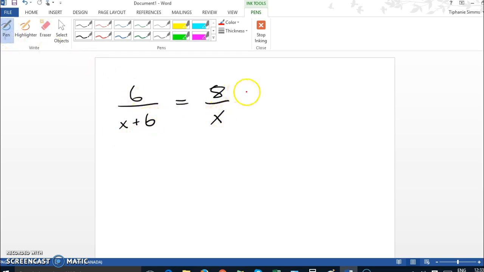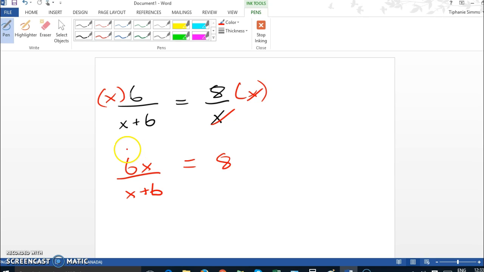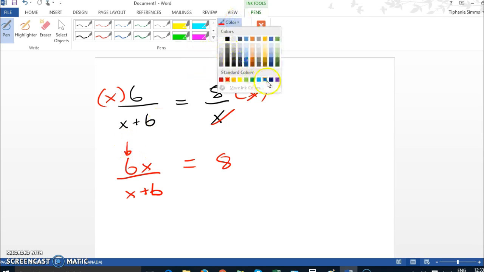Okay, so I'm going to multiply both sides by x and x over here. So here x divided by x is gone, and I'm left with 8. And over here on the top I have x times 6, which I'm going to write as 6x, still over x plus 6. Okay, remember by convention we always write the coefficient first of that number.